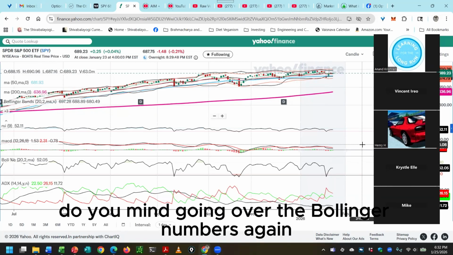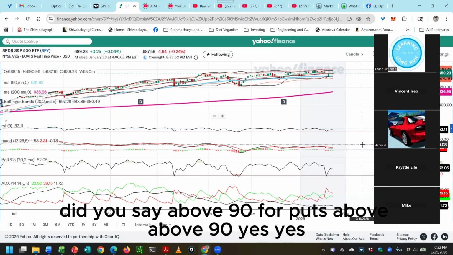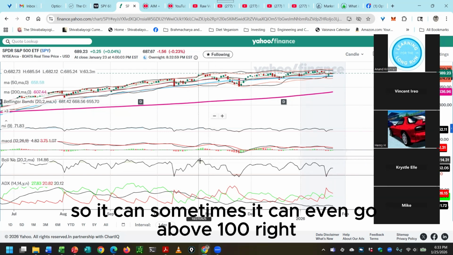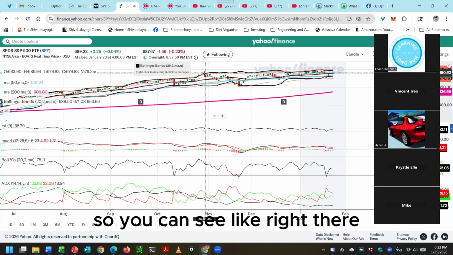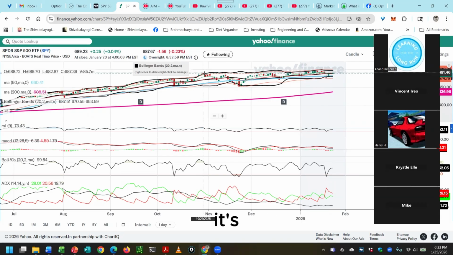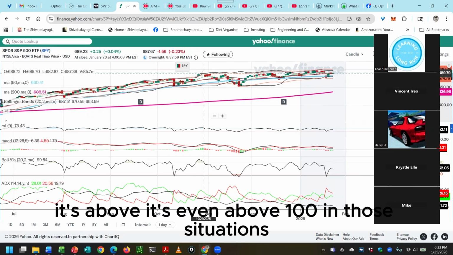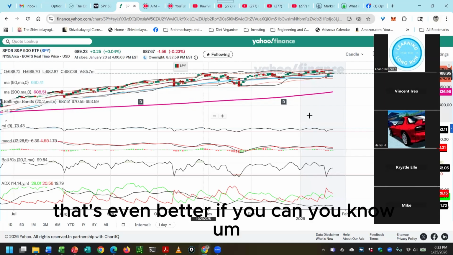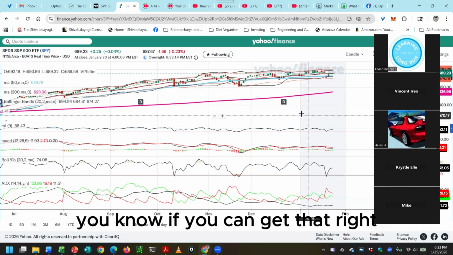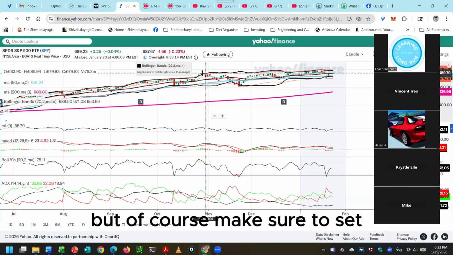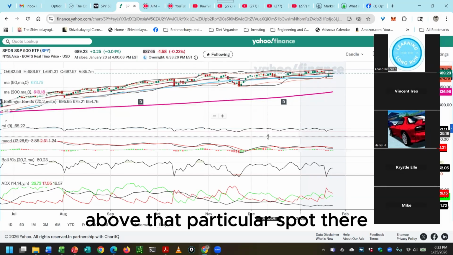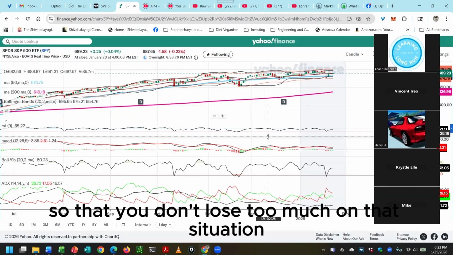Just a quick question. Do you mind going over the Bollinger numbers again? Did you say above 90 for puts and above 10 for calls? Yes. Okay. Above 90. Thank you. So sometimes it can even go above 100. You can see right there where it went above the Bollinger, it's even above 100 in those situations. If you do get that, that's even better. But of course, make sure to set the stop above that particular spot there, so that you don't lose too much in that situation.